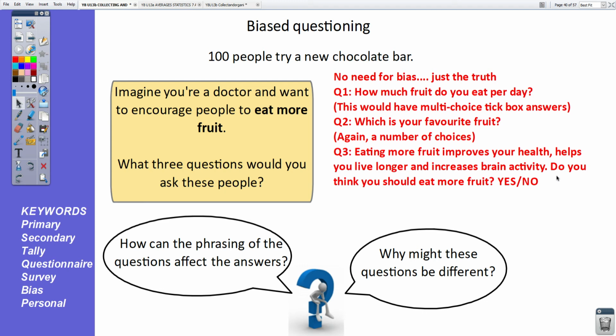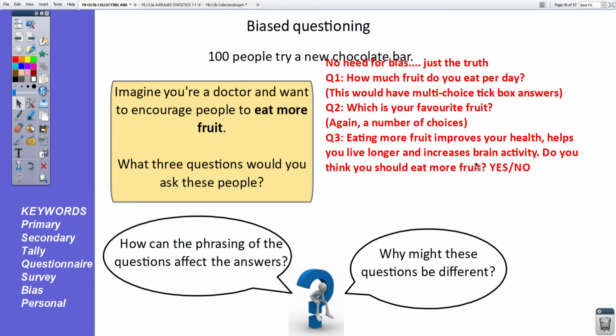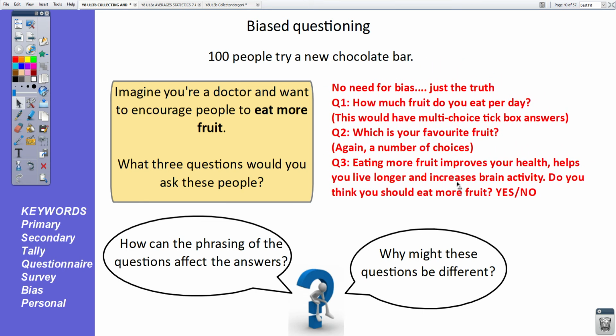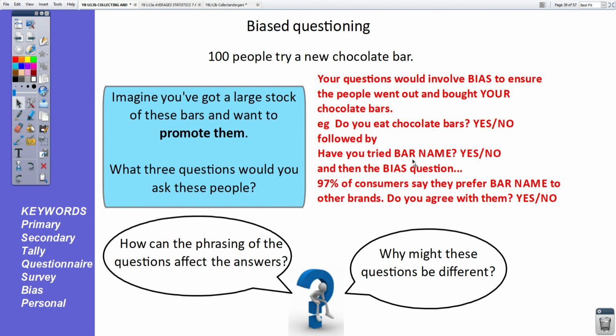Okay, now this is a little bit leading. Perhaps I could have worded that a little bit better actually. Because what it's doing, it's giving you facts and then it's leading you really into saying yes, because at this point only a silly person would say no. So that question really could have done with a little bit of rewording. But I'm sure you get the idea really that what we're looking at doing is encouraging people to eat more fruit. Whereas with the chocolate, what we're trying to do is bias people towards buying these particular brands.